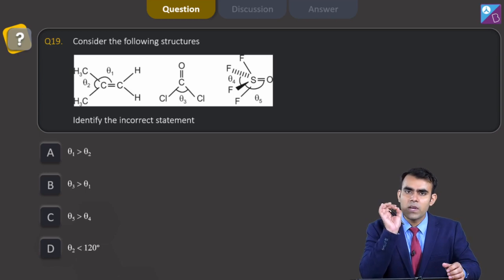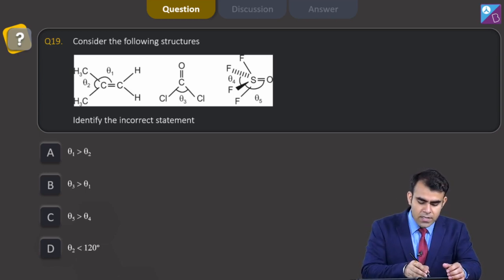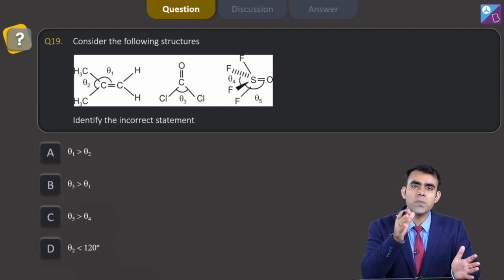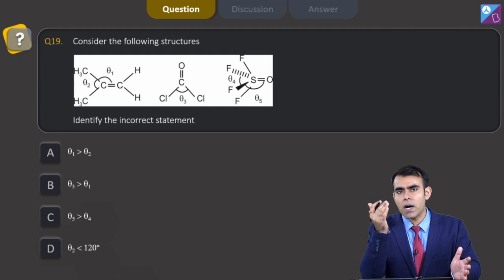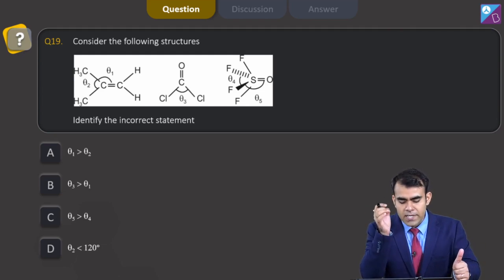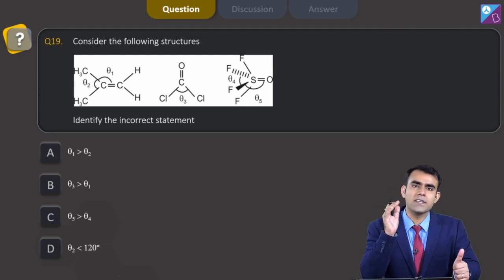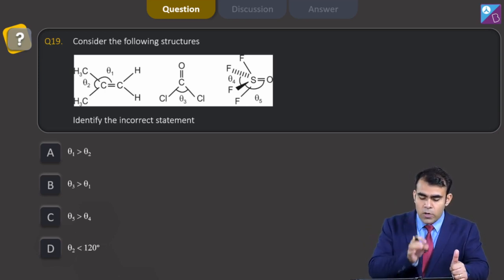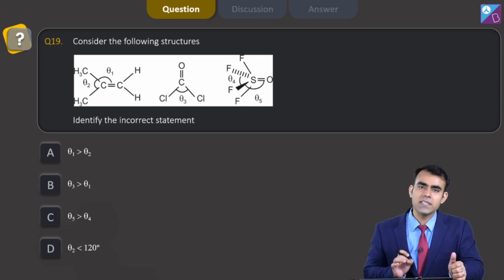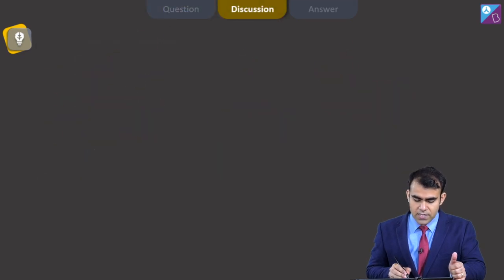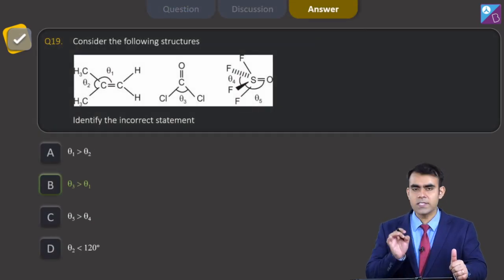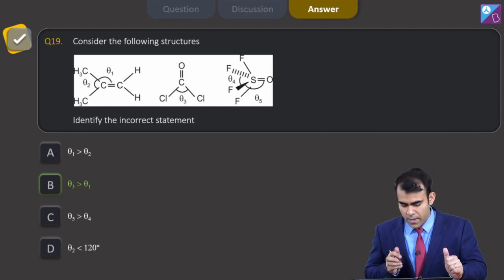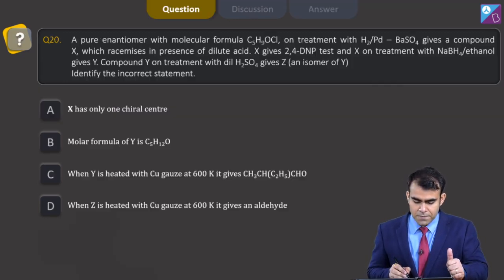So we are left with only one statement, that is theta 3 is greater than theta 1. So it means this statement must be incorrect. And also if we talk about the bond angle, then the bond angle in COCl2 is somewhere around 111. So from there we can say that according to the question, my answer is B, which is the incorrect statement. So the answer of this question is option B. Now moving on to my next question.